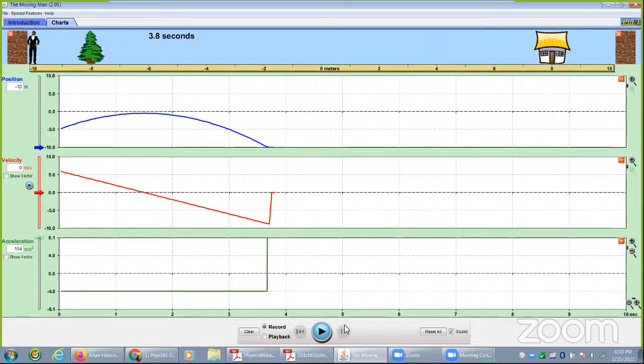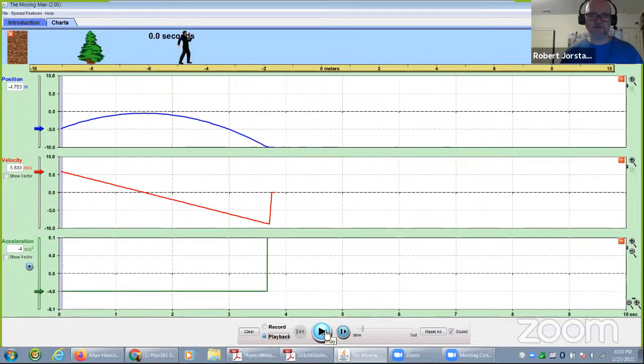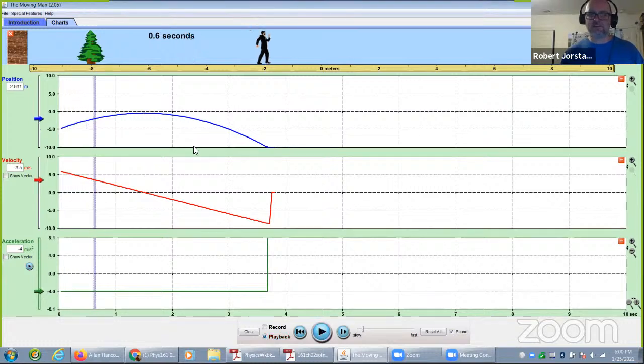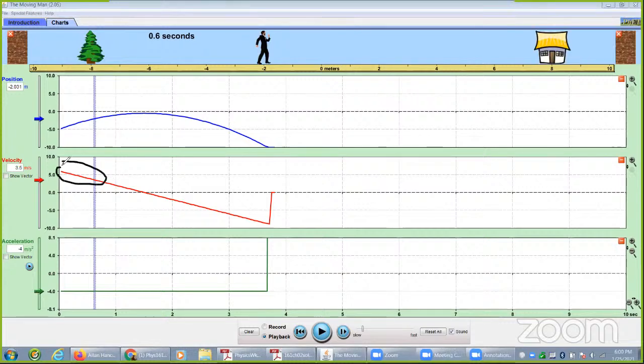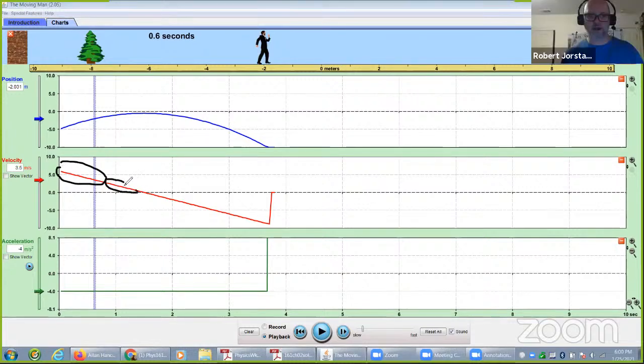We can actually analyze this motion in playback. At this point, I'm going to pause. The person is moving to the right. This is a positive velocity, moving to the right. Here it's a negative velocity, moving to the left. Here it's still a negative velocity, moving to the left.